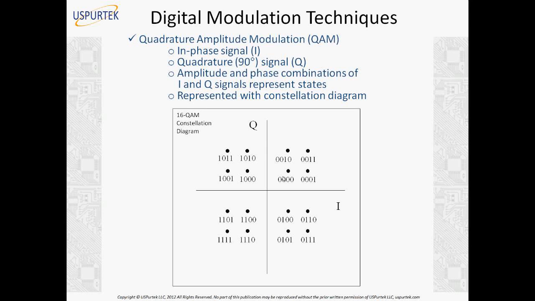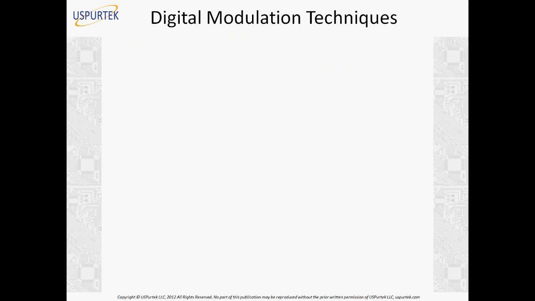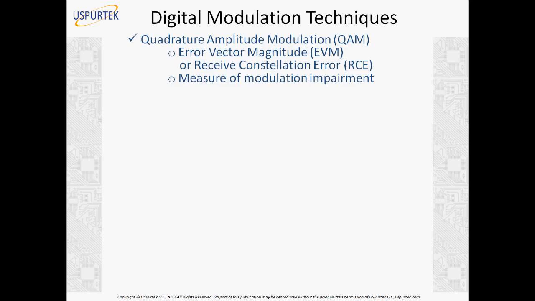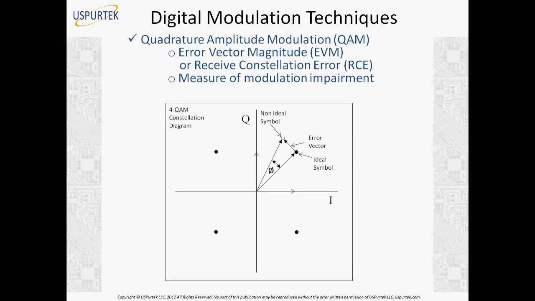Now we discussed before that quadrature amplitude modulation, or any digital modulation technique, is susceptible to phase noise. Because here you have amplitude and phase, so they are also susceptible to phase noise. Now, in order to determine the impairment caused in QAM by phase noise, we define a parameter called error vector magnitude, EVM. It's also called receive constellation error. This is simply a measure of modulation impairment.